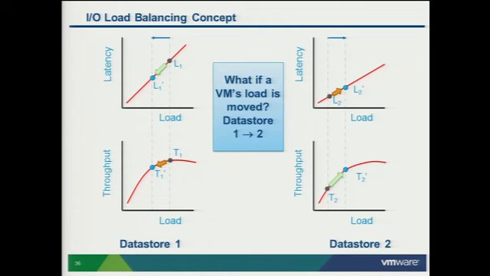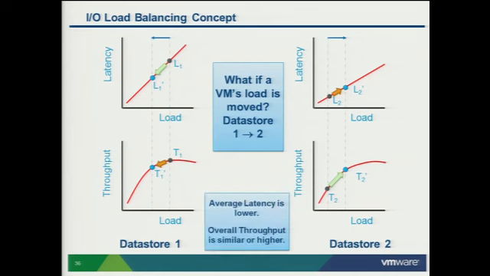And Datastore 2 is in a sweeter part of the throughput curve than Datastore 1. Datastore 2 is still in the climbing part instead of the more flat part. So we actually got a little throughput boost as well. So the algorithm works on latency and tries to control latency above a certain threshold, but it also operates in a part of the throughput curve where keeping the latency low improves performance. So in this case, average latency was lower, and overall throughput was actually better.